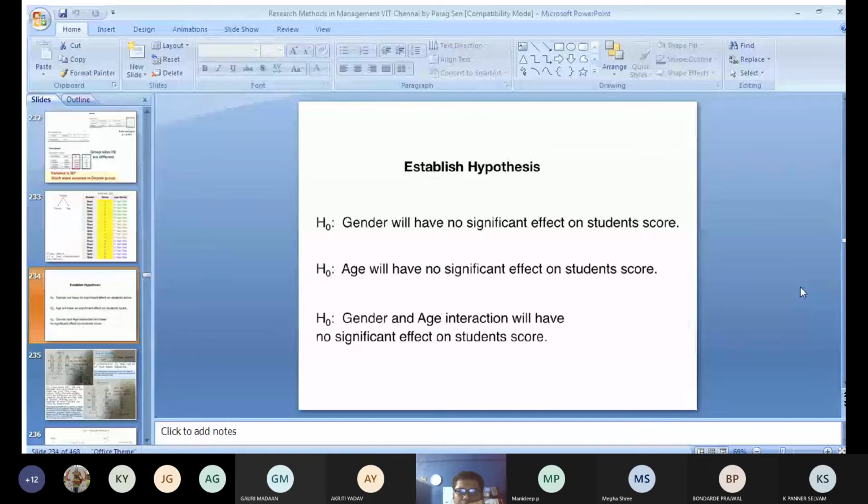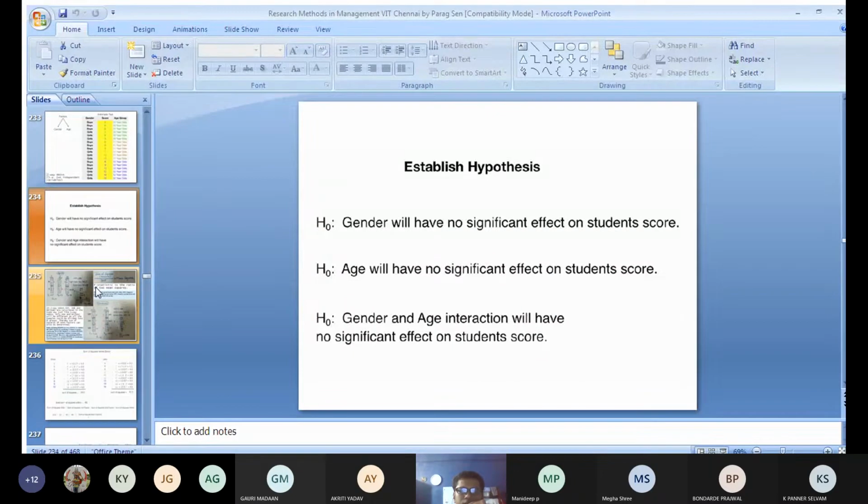Here when you are saying that gender will have no significant effect on student score, it is provided that the age group is there in the problem, or when you are saying that age will have no significant effect on student score, it is given provided the gender is there in the problem. So these actually belong to two-way ANOVA, not one-way ANOVA. Why I'm saying this, I'm coming to the next slide. I will discuss this later on.